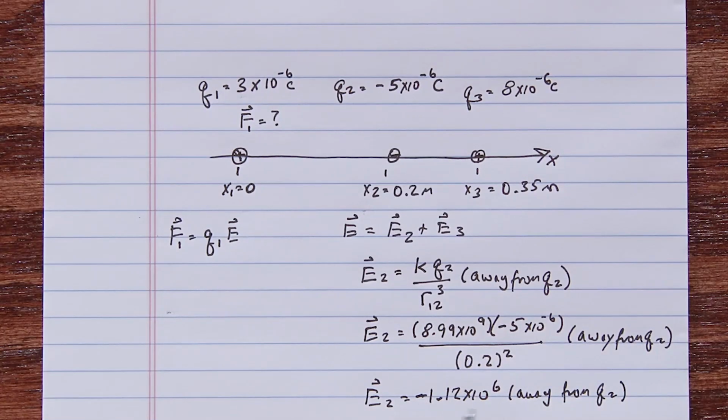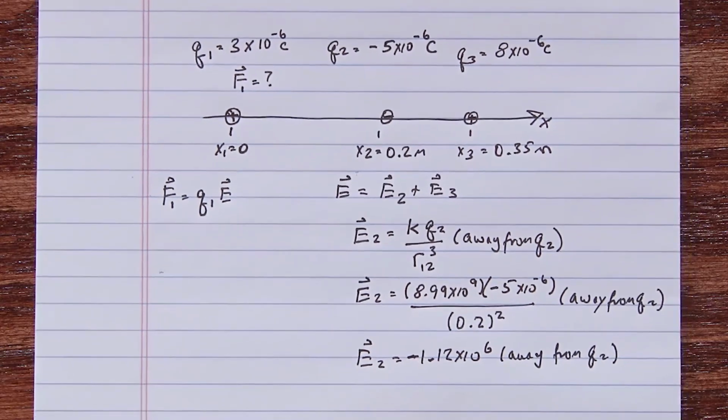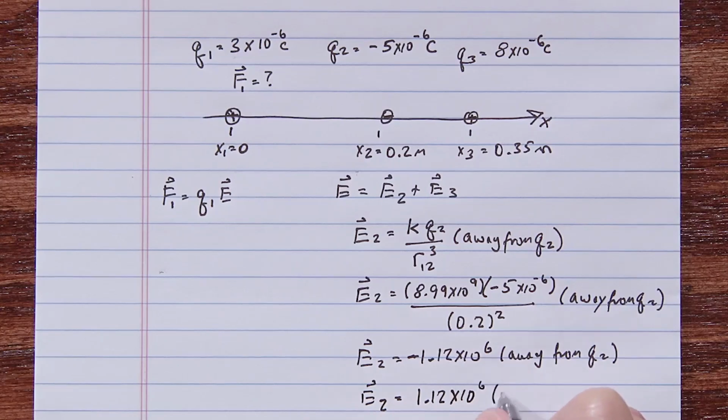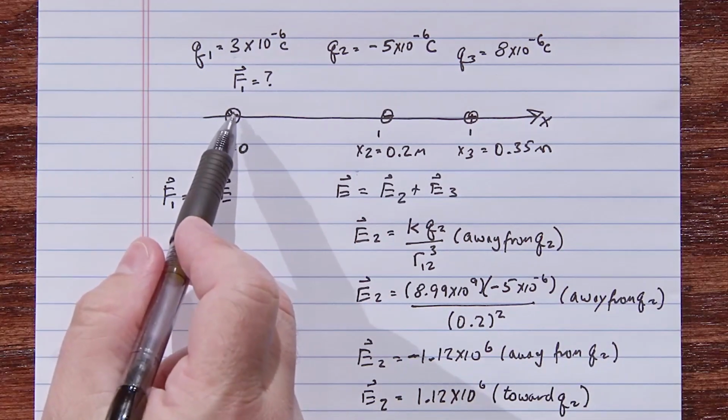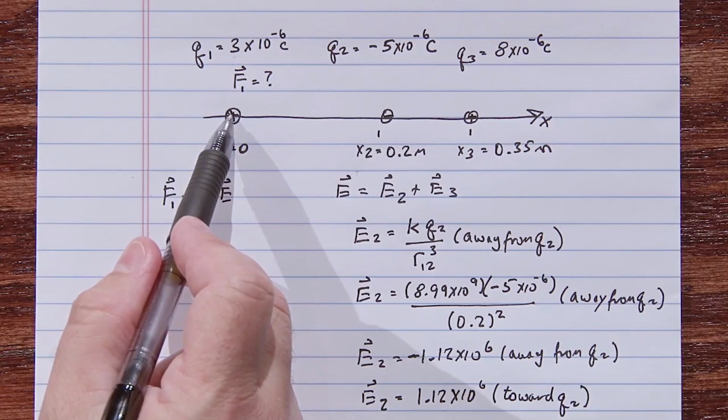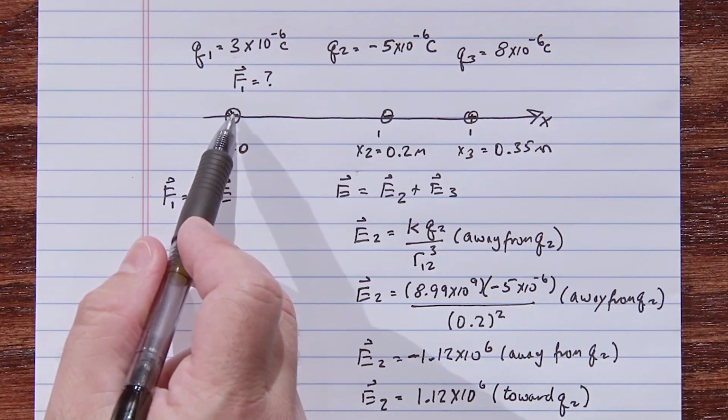And so what is negative away? Well, negative away is actually towards. So the electric field from charge 2 is equal to 1.12 times 10 to the 6 toward Q2. So at this position, at the origin, Q2 is creating an electric field that is towards Q2.